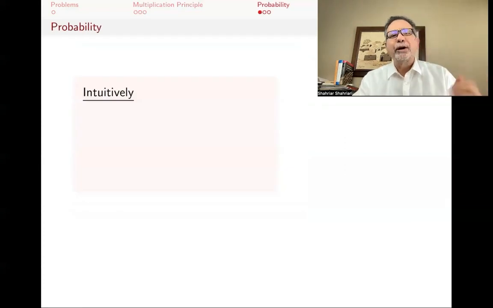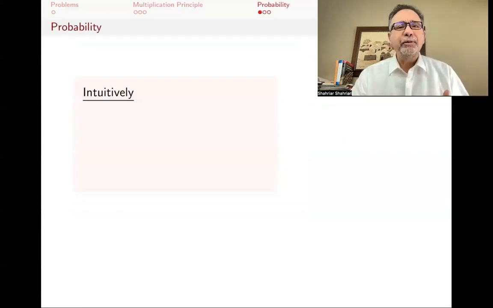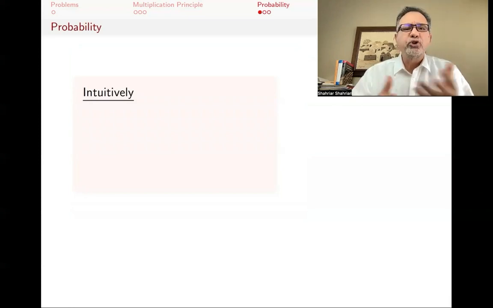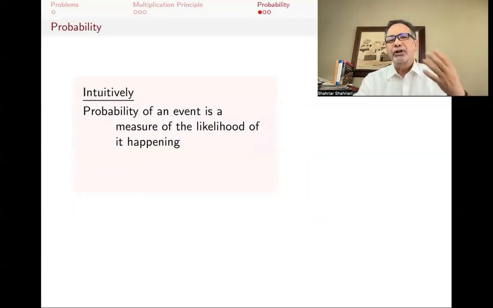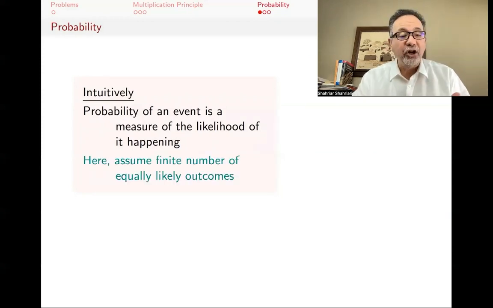Now let's switch to probability. Finite probability is another name for counting. You're just formulating it a little bit differently. Intuitively, probability of an event is a measure of the likelihood of the event happening. But there are many different ways of thinking about probability. There's subjective probability, there's axiomatic probability, and here we're going to assume a finite number of equally likely outcomes.